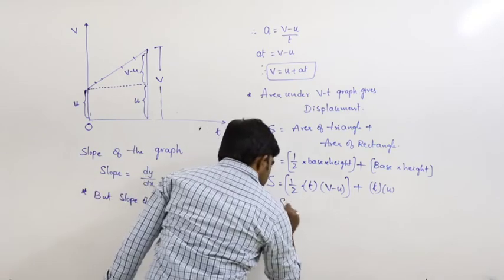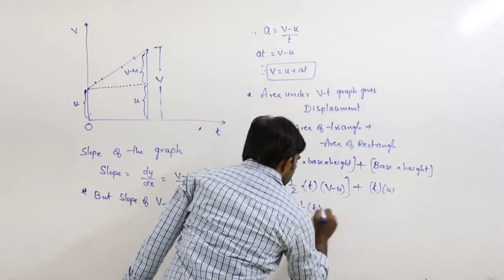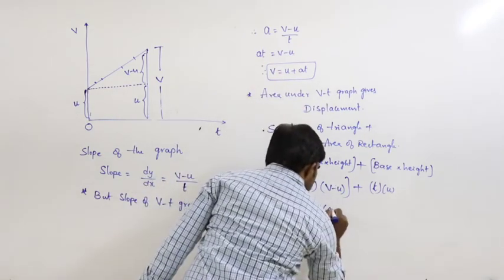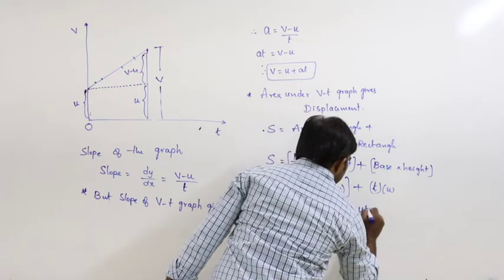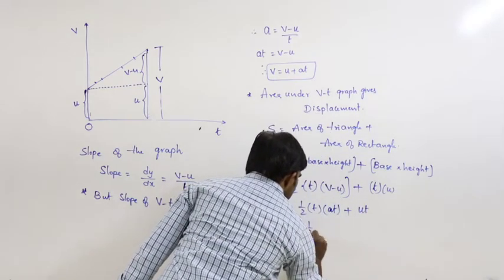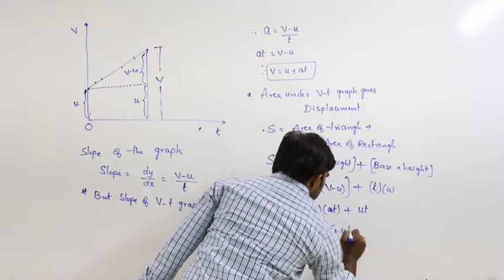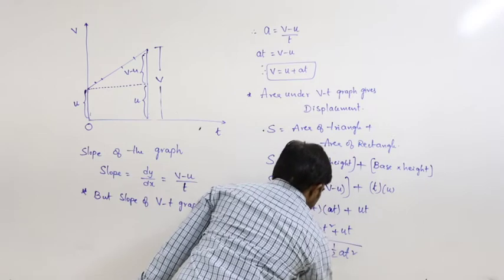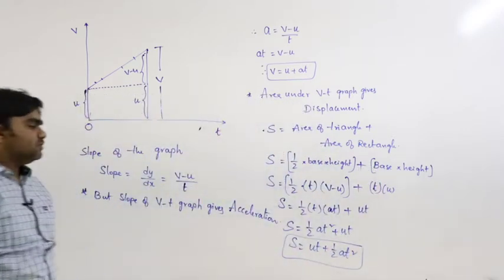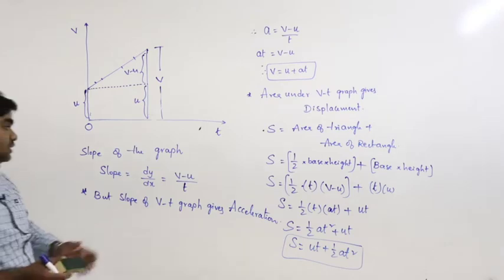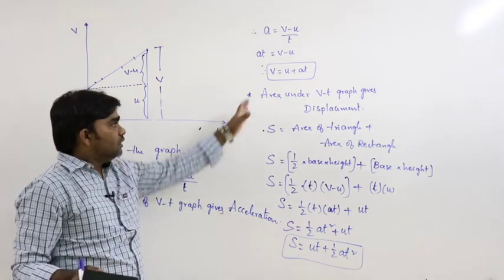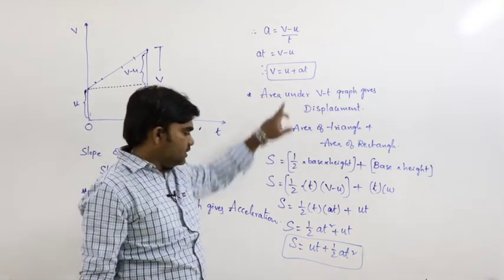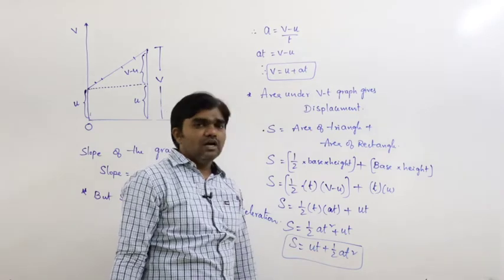So from this, S is equal to half t into V minus u, and V minus u can be written as AT. So S is equal to half AT square plus UT. So S is equal to UT plus half AT square. This is the graphical derivation of the equations of motion, the kinematical equations. First equation V equals U plus AT, second equation S equals UT plus half AT square.